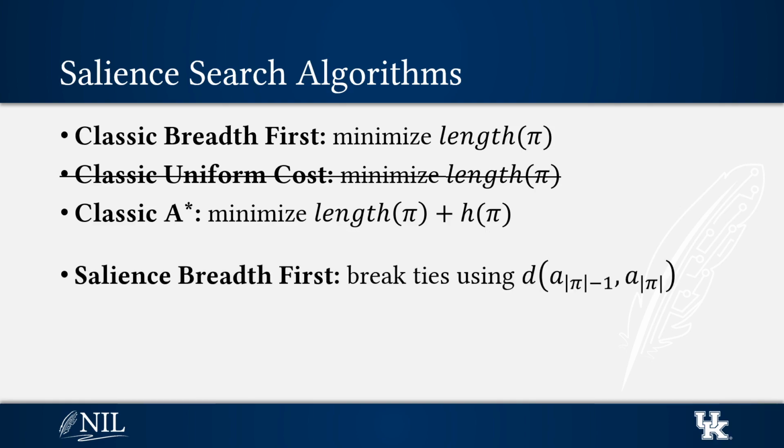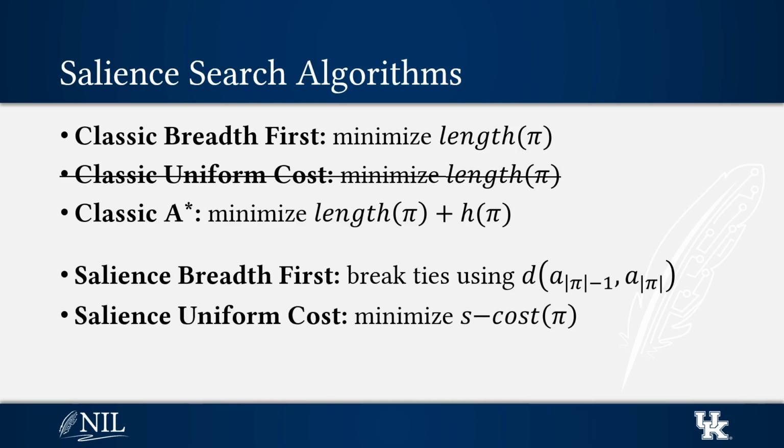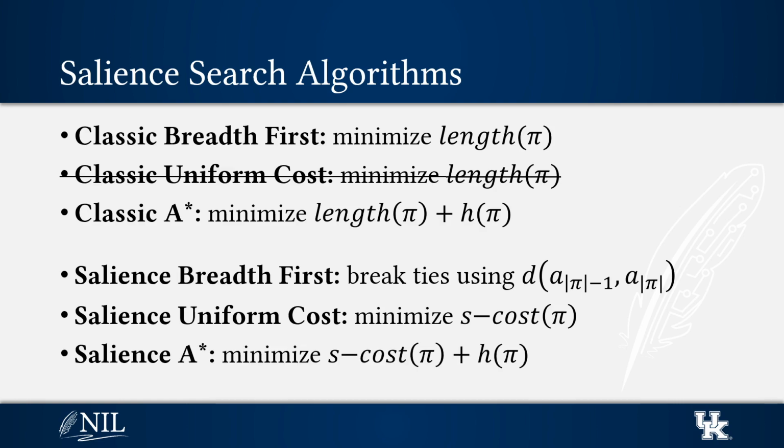Breadth first search runs into a lot of ties, so we can use salience as a tiebreaker. Given two plans of the same length, salience breadth first search will expand the one with the lowest distance between the last pair of actions. Since salience cost is different from the length of the plan, we can also define salience uniform cost search, which always expands the plan with the lowest salience cost. And finally, we can define salience A*, which always expands the plan with the lowest combined salience cost and heuristic.